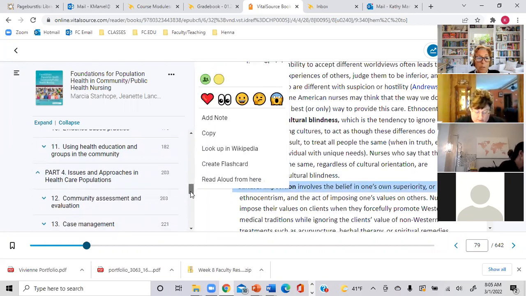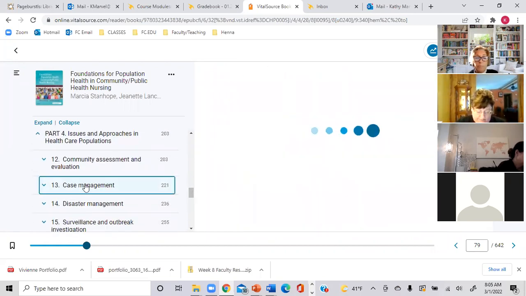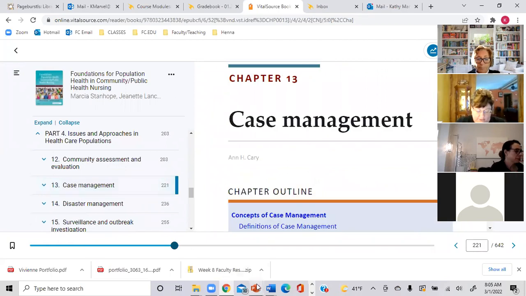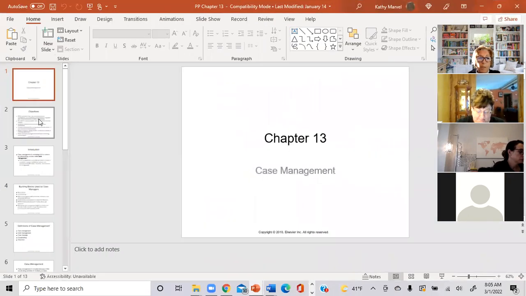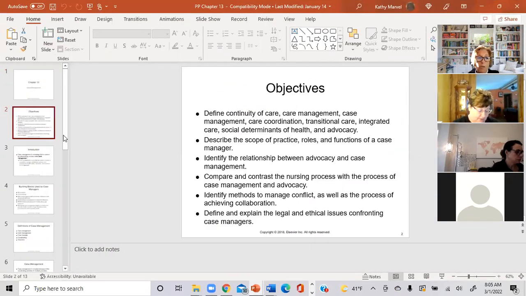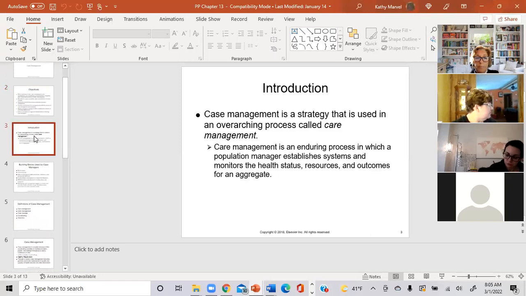Okay, and that chapter is case management. You can have a look at the objectives. All right, case management is a strategy that is used in an overarching process called care management. So case management, the big word is care management. Under care management comes case management.